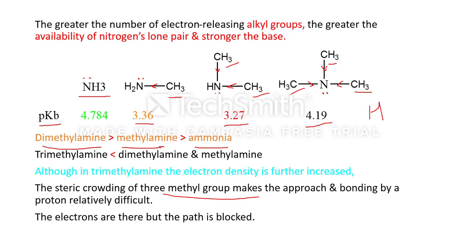The lone pair of electrons is more available, but the hydrogen or Lewis acid is the acceptor of the lone pair, and the Lewis base is the donor. The path of this attacking hydrogen is blocked, or restricted, because trimethylamine produces a steric effect. That's why dimethylamine and methylamine are more basic than trimethylamine.